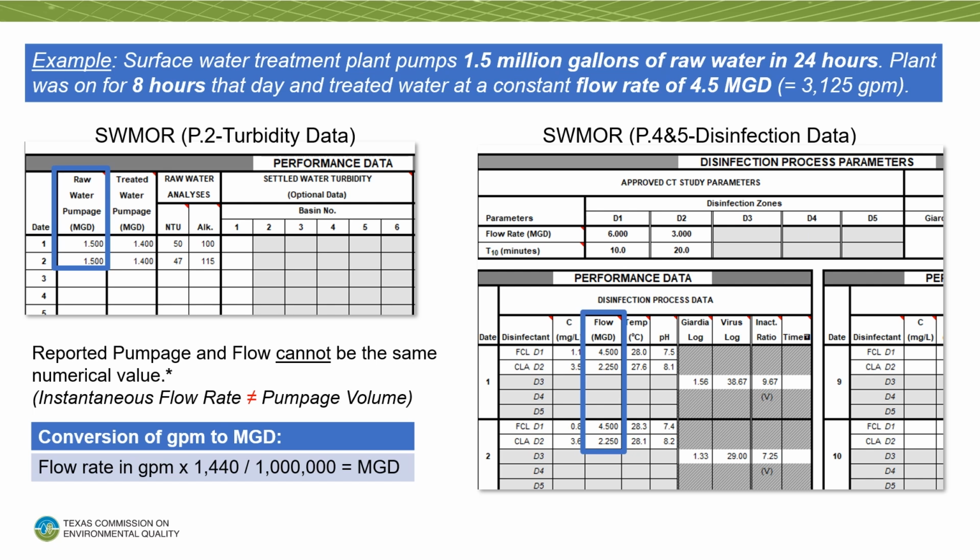Also notice in the example on the right that the flow rates reported in disinfection zone 2 are half of the value reported in D1. This occurs when a disinfection zone has more than one treatment train. In this case, there would be 2 treatment trains that have equal amounts of flow going through them.